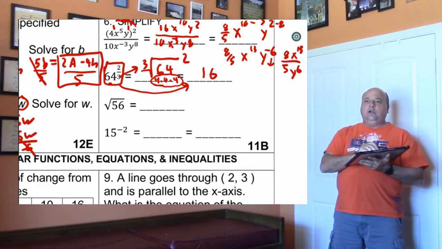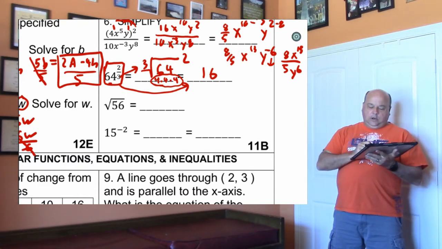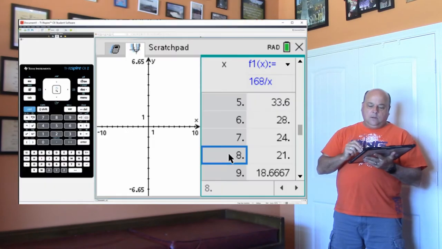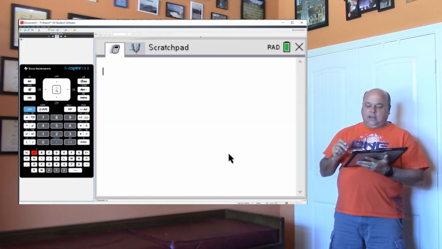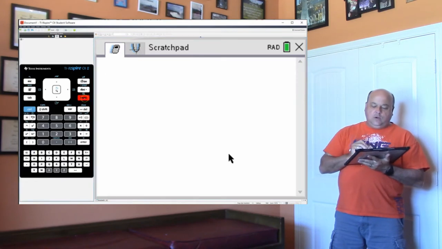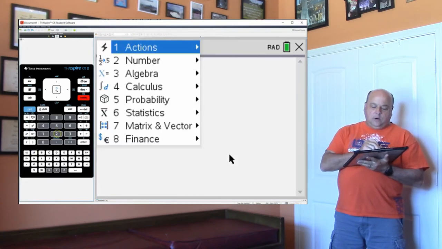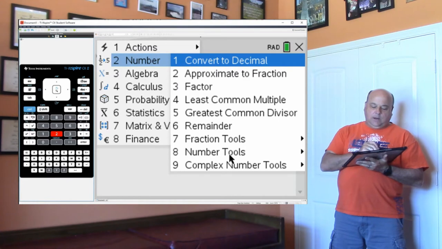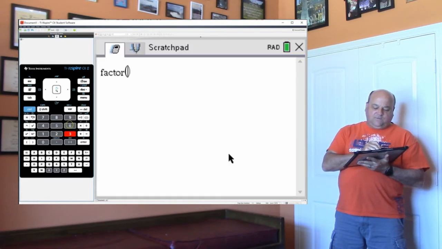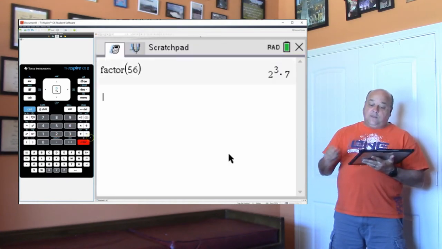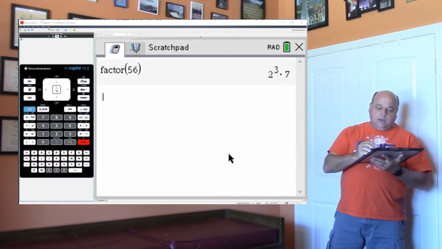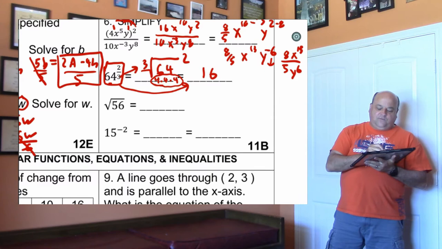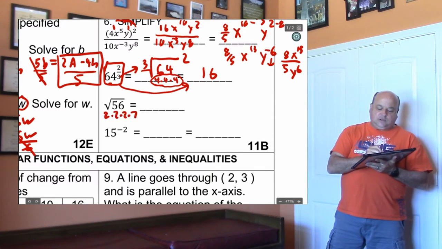Now then on this one right here, you would go to your calculator. We're going to go to home. We're going to go to Scratchpad, or just to calculate. And then you're going to hit menu, number, and then factor, remember? And we want the factors of 56. And it's going to be 2 to the third times 7. So we're going to write down 3 2s and a 7, right? Okay, so 56 is 2 times 2 times 2 times 7.